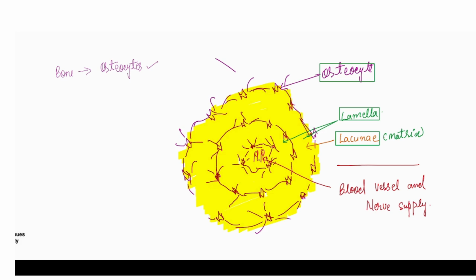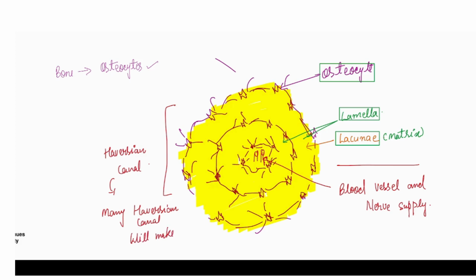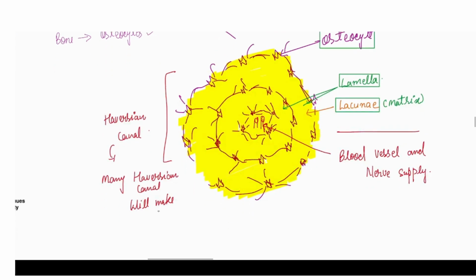So because of this we can call it blood vessels and the nerve supply in the center. And this complete pattern which is making this one complete cavity is known as the Haversian canal. Together many Haversian canals will make the Volkmann's canal.